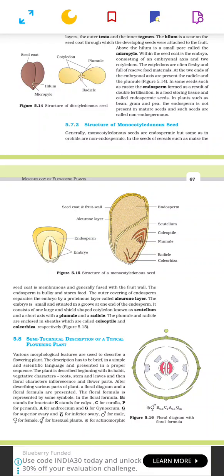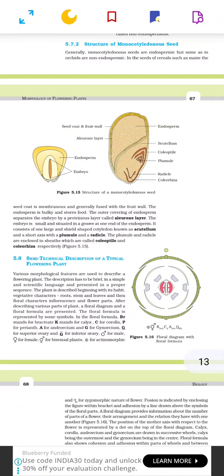Now there is a semi-technical description of a typical flowering plant. Various morphological features are used to describe a flowering plant. The description has to be brief, in simple and scientific language, and presented in a proper sequence. The plant is described beginning with its habit, vegetative characters, roots, stem and leaves, and then floral characters, inflorescence and flower parts. After describing various parts of a plant, a floral diagram and a floral formula are presented.